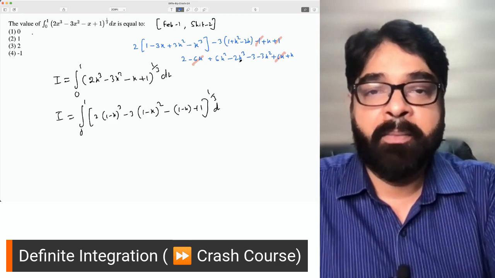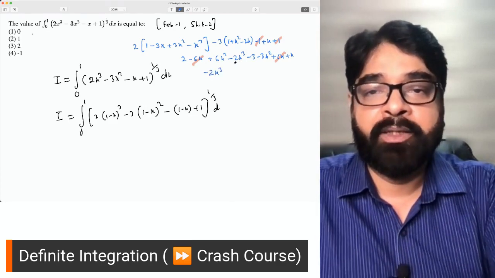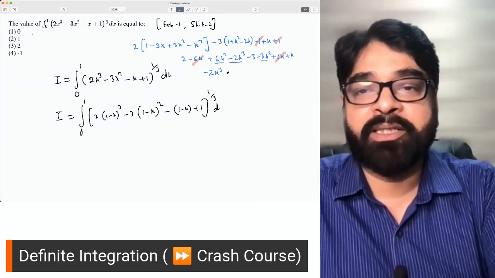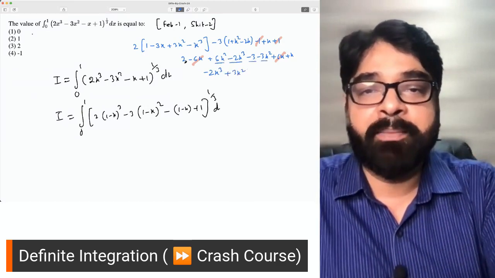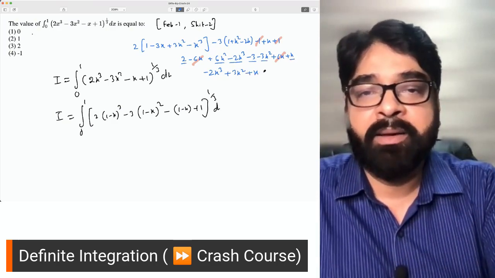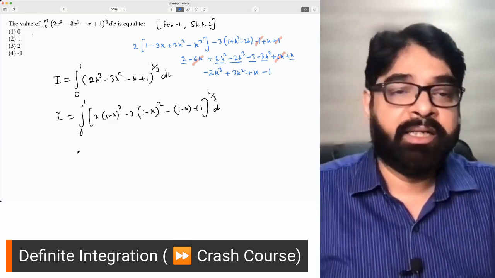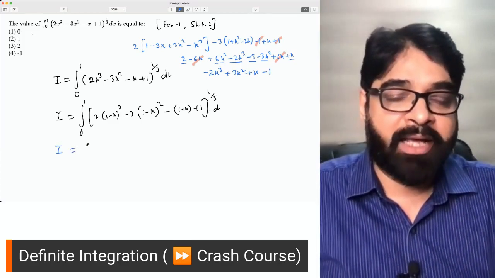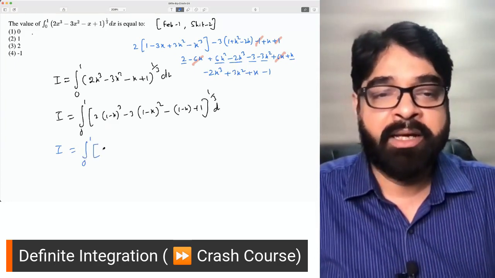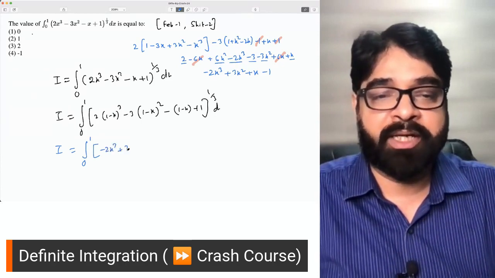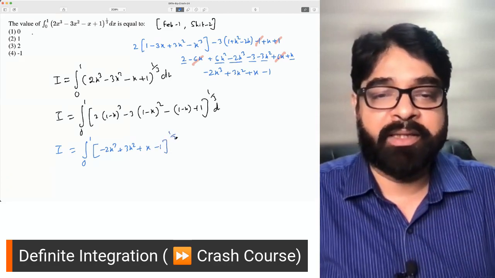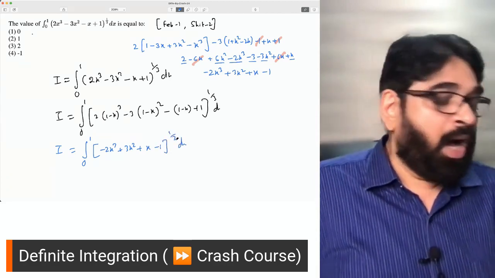Let's write it properly. Minus 2x cube. So this is done. Plus 6x square minus 3x square, so plus 3x square. Minus 3 plus 2, and plus x minus 1. Did you understand? I'm putting it as it is. So I equal to 0 to 1, and this whole can be written as minus 2x cube plus 3x square plus x minus 1 power 1 by 3 dx.